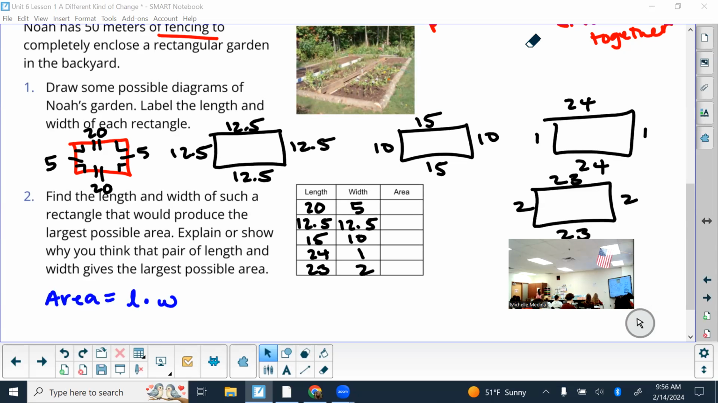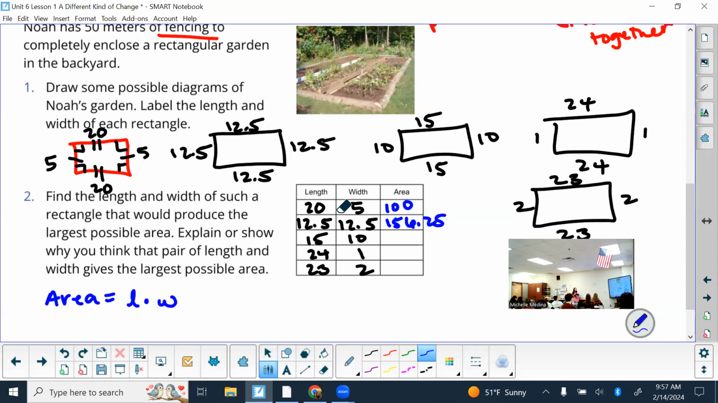Caitlin, what's the area for a rectangle with dimensions of 20 by 5? Ryan, what about 12.5 by 12.5? Right. Jaden, what about 15 by 10? Oh, already told you. Eli, what about 15 by 10? 150. Adriana, 24 by 1. And Joel, 23 by 2. Okay, and you guys are all right, by the way, good job with calculating area.